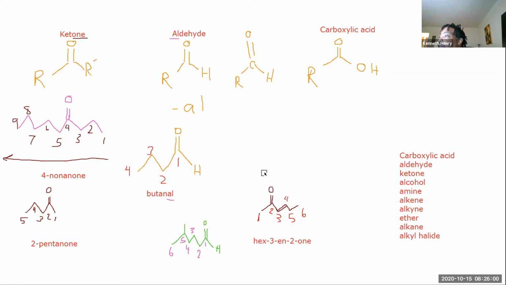Okay. Questions, concerns, cash, credit? Why is it "en" right here in between the 3 and the 2? Why is it an "en"? Because it's a double bond, right? Where's the double bond located? At the 3. So "en" reminds me it's a double bond. Oh, that's right.